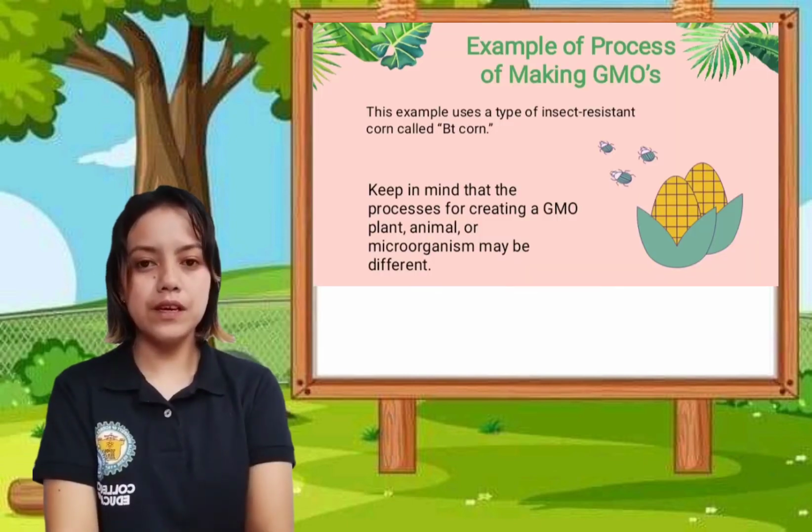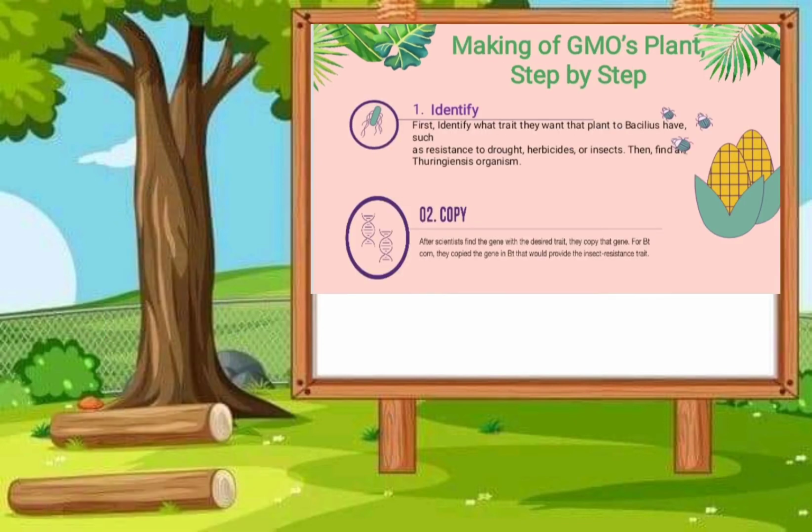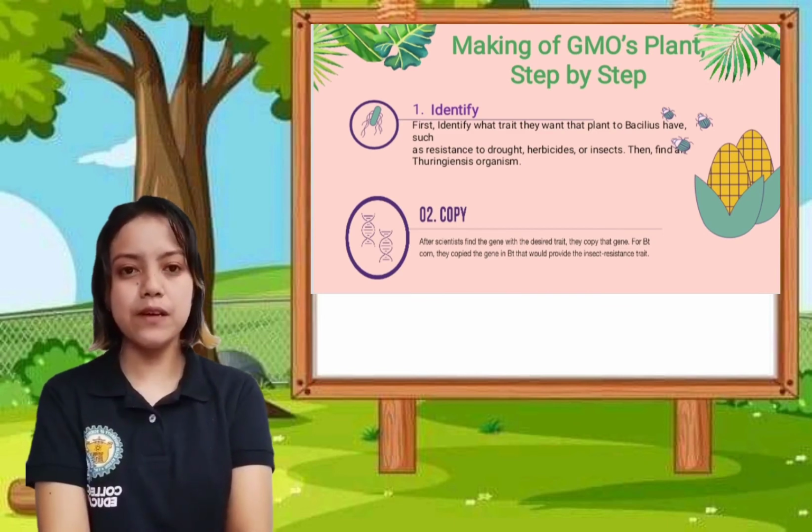Example of process of making GMOs. As you can see in the picture, this example uses a type of insect-resistant corn called BT corn. Keep in mind that the process of creating a GMO plant, animal, or microorganism may be different. Making of GMO plant step by step.